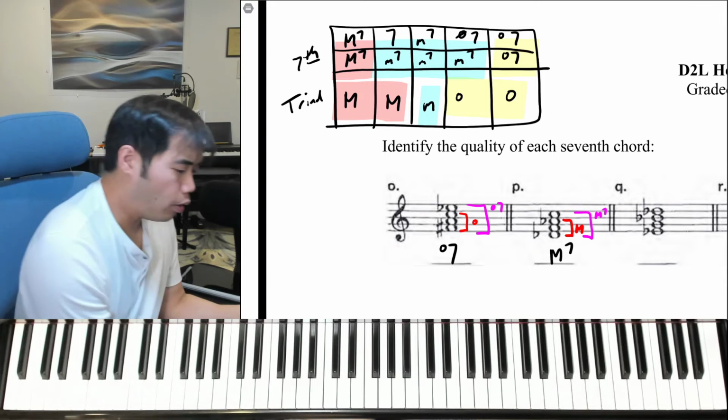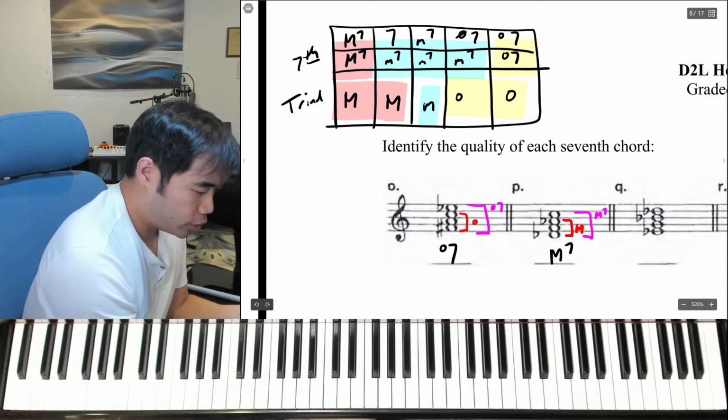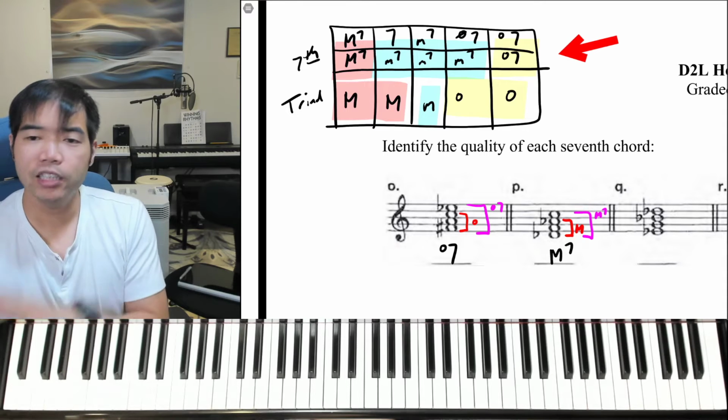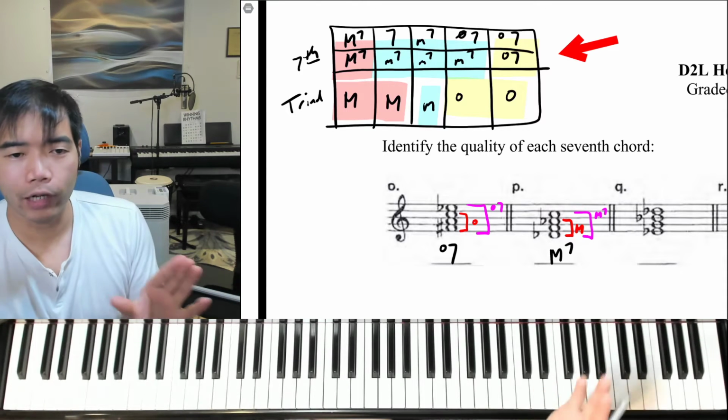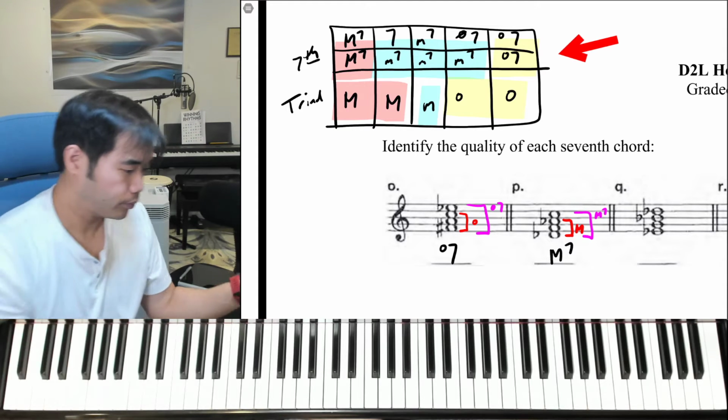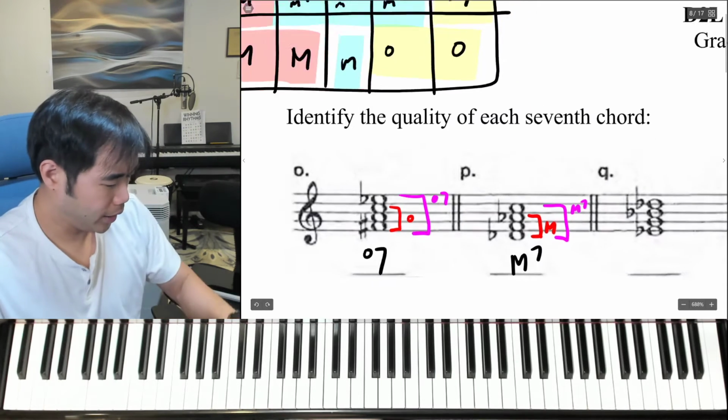Now the goal is to have this chart up here memorized, just to know it. But it's perfectly fine if you want to draw that chart out for yourself and use that as a reference point to double check yourself, for example. Okay, let's do the next one.